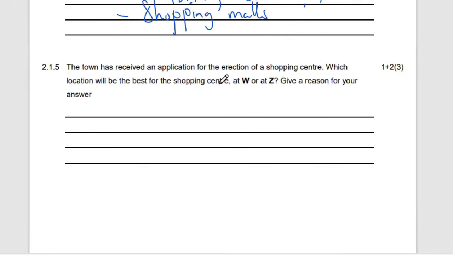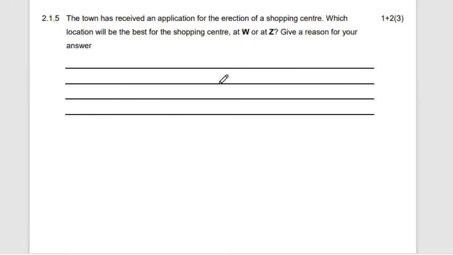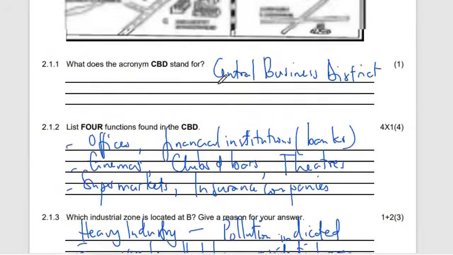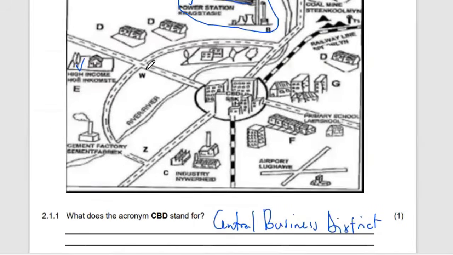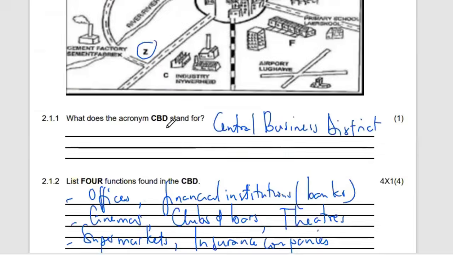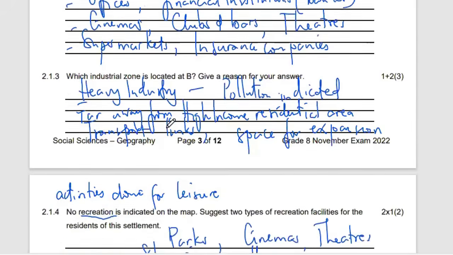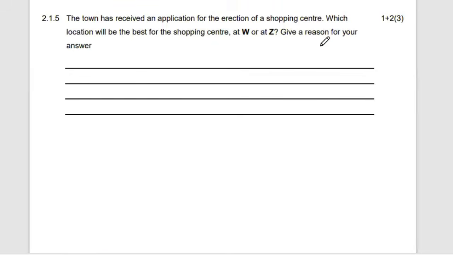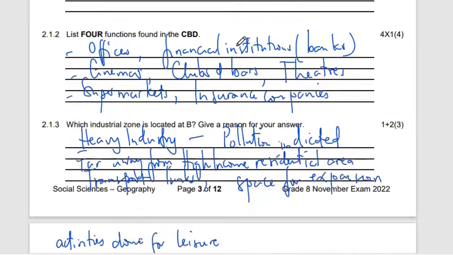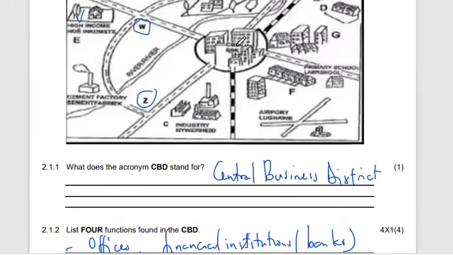The town has received an application for the erection of a shopping center. Which location will be the best for the shopping center? At W or at Z? Give a reason for your answer. You want to analyze place W or Z? Where should we locate a shopping center? The question is saying it's an application for a shopping center. So between W and Z, which one is more convenient for the location of a shopping center?